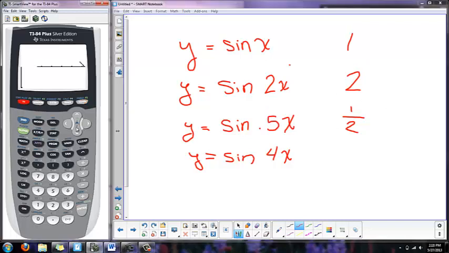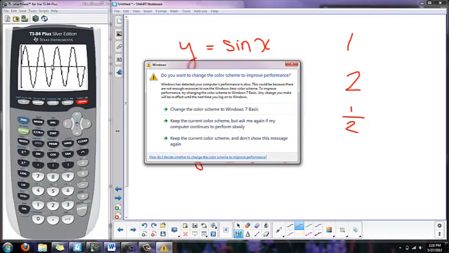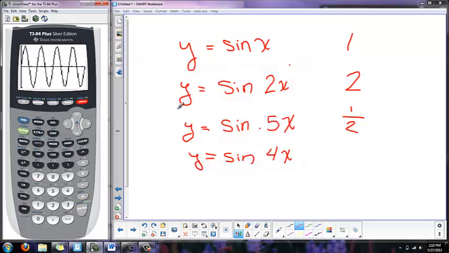So then I'm pretty sure that you could probably figure out by now what happens if we graph sine of 4x. If we do sine of 4x, you're going to see four full curves. So you go up, down, 1, up, down, 2, up, down, 3, up, down, 4. Okay, so we see 4 full curves.